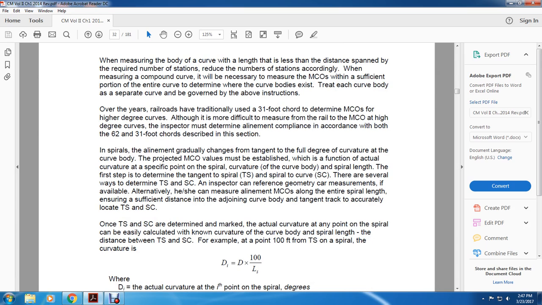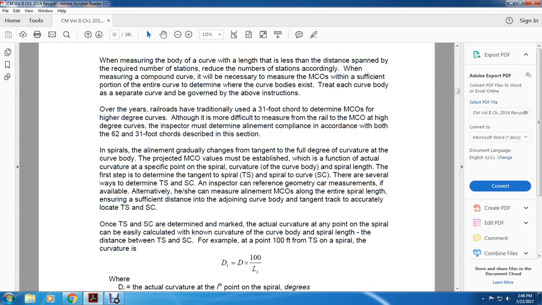Railroads have traditionally used the 31 foot chord to determine the mid-chord offset of high degree curves. The inspector must determine the alignment compliance according to both the 62 foot and 31 foot chords described in this section. The spiral alignment gradually changes from the tangent to the full degree of curvature of the curved body. The projected mid-chord offset value is established as a function of the actual curvature at a specific point along the spiral length.